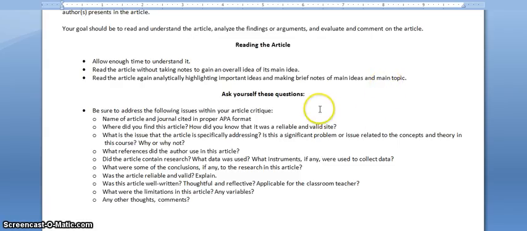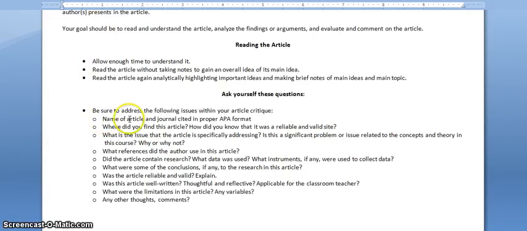Also, this will be part of the main elements. I'm going to go over the rubric in just a second, but I want you to know that when I look for the main elements, when I'm grading your critiques, I don't do this subjectively. I'll grade your papers based on the rubric. So as long as you are meeting these requirements, then you're going to do quite well.